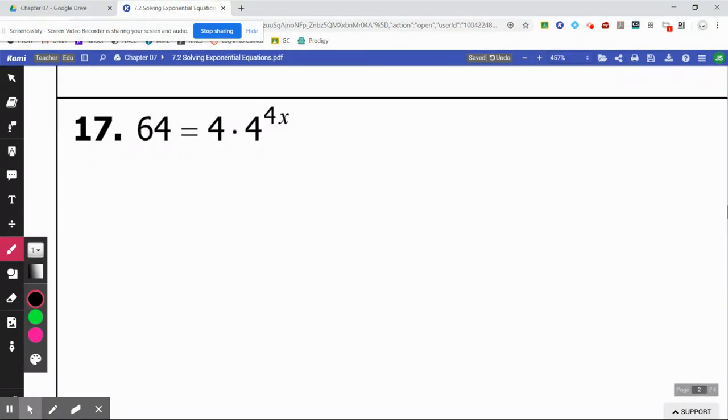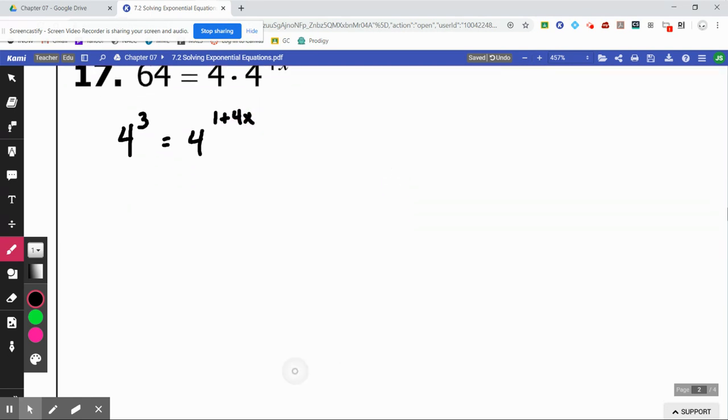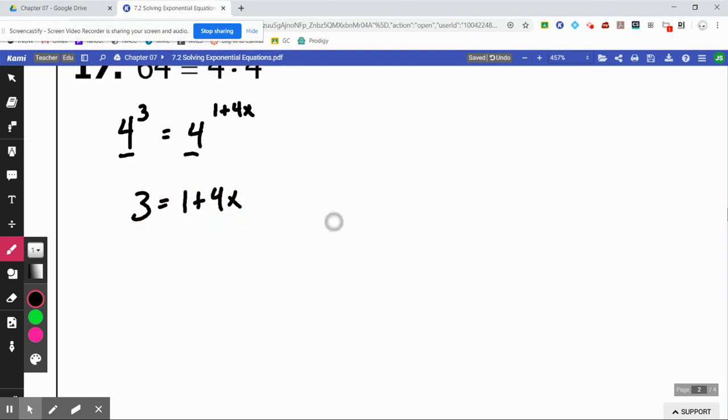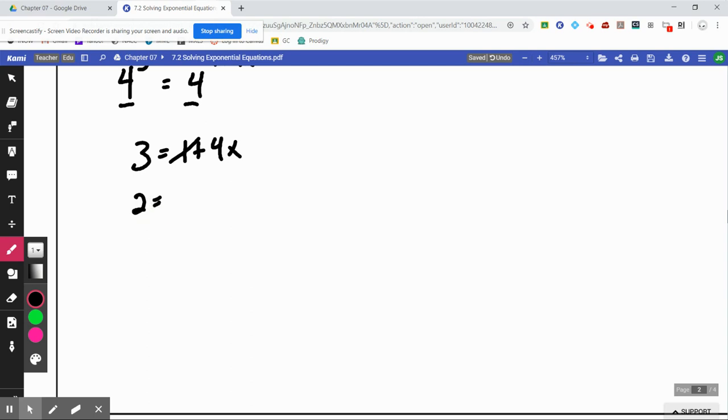We do have to use our rules of exponents here. 64, if you would like to, you can go ahead and write as 4 to the third. However, on the right side, you have multiplication, so you have to add your exponents. So that'd be 4 to the 1 plus 4x, or you could put 4x plus 1 either way. Now that the bases are the same, your exponents you can set equal to each other. Subtract the 1, you get 2 is equal to 4x. Divide by the 4, and that gives you x is equal to 2 divided by 4 can be reduced to a half.